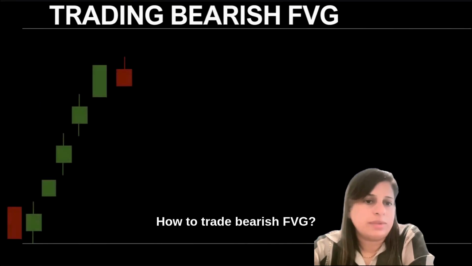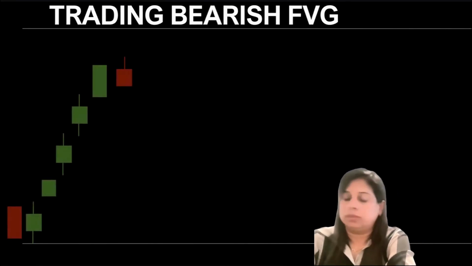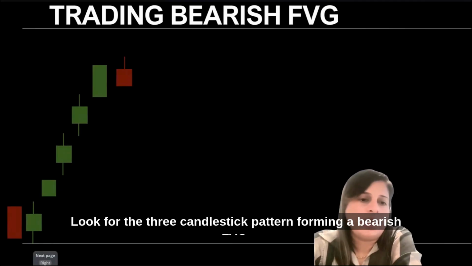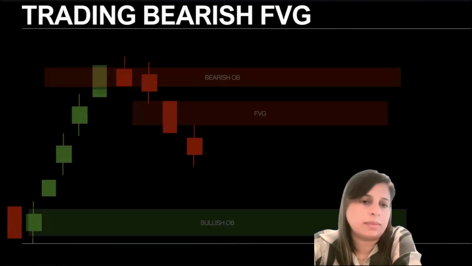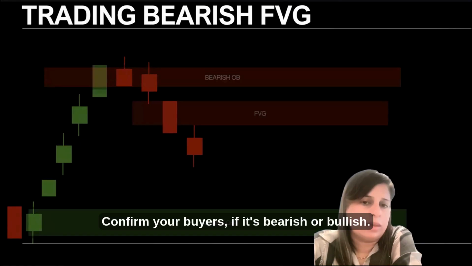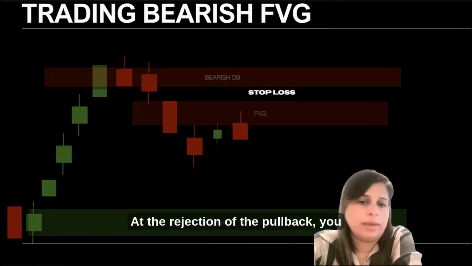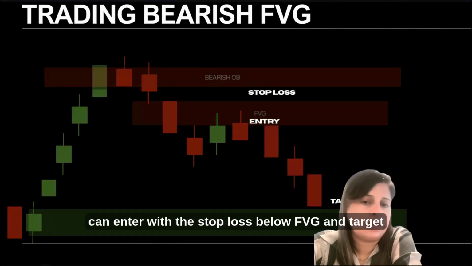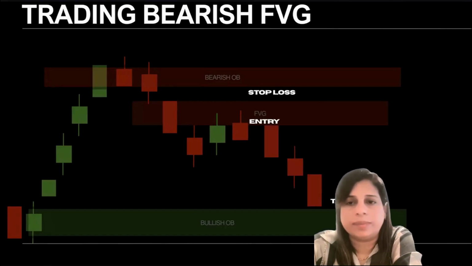How to trade bearish FVG? Look for the 3 candlestick pattern forming a bearish FVG. Confirm your bias if it's bearish or bullish. At the rejection of the pullback, you can enter with the stop loss below FVG and target is bullish OB.